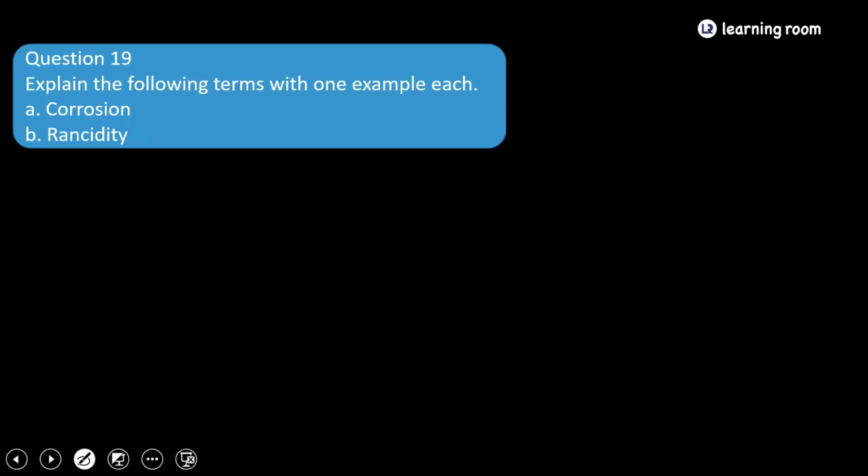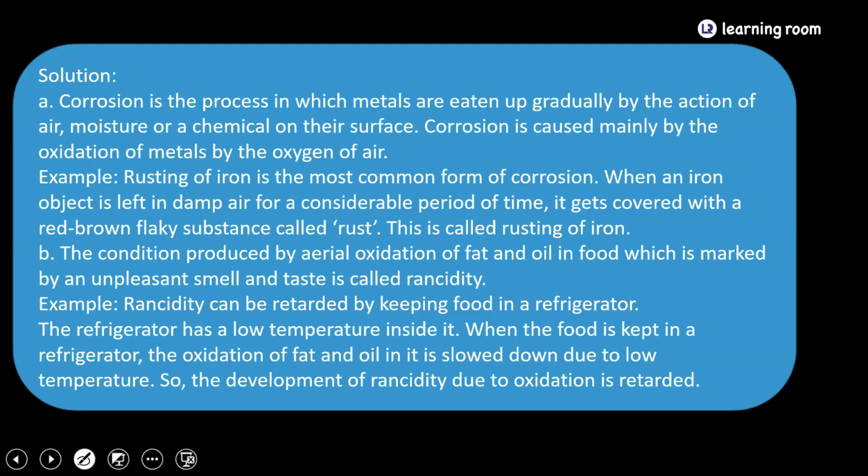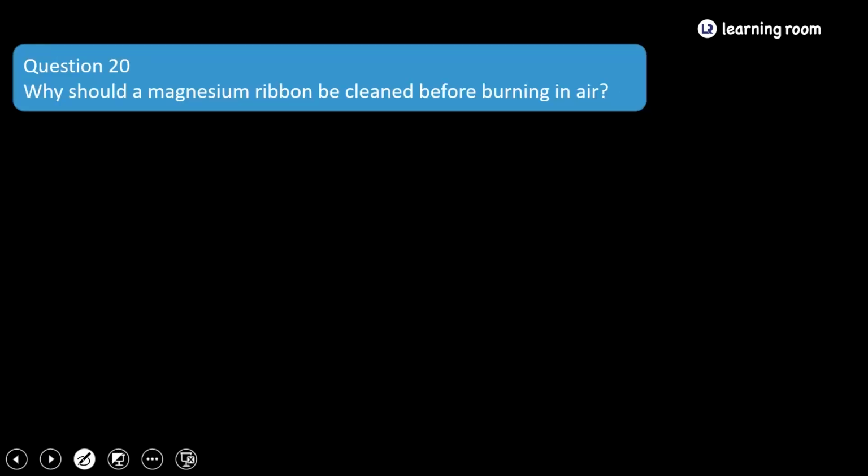Explain the following terms: corrosion, rancidity. Why should a magnesium ribbon be cleaned before burning in air? Otherwise it forms magnesium oxide, right? That's good.